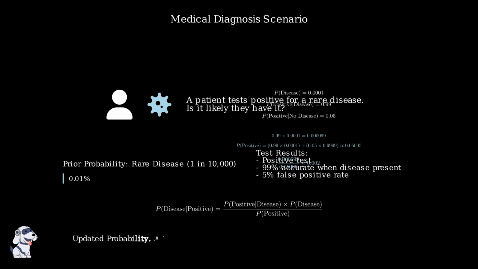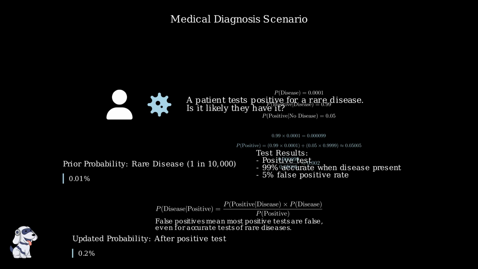The posterior probability is 0.00099 divided by 0.0505, which equals approximately 0.02 or 0.2%. This means even with a positive test, the patient has less than a 1 in 500 chance of actually having the disease. This counterintuitive result shows why Bayesian thinking is crucial in medicine. False positives from testing large populations of healthy people can overwhelm the true positives from rare diseases, making most positive results incorrect. In today's world of information overload, Bayesian thinking helps us evaluate news and combat misinformation.